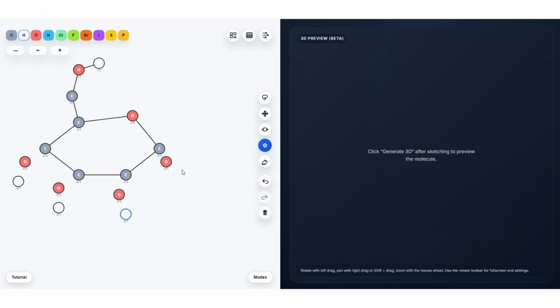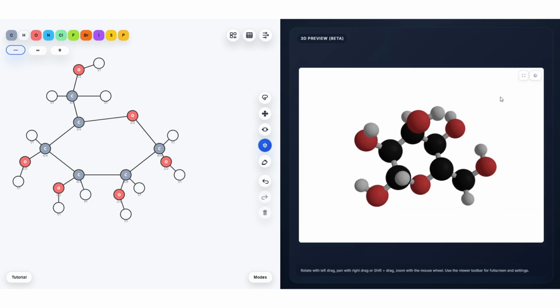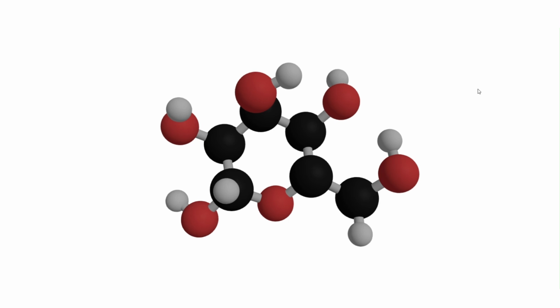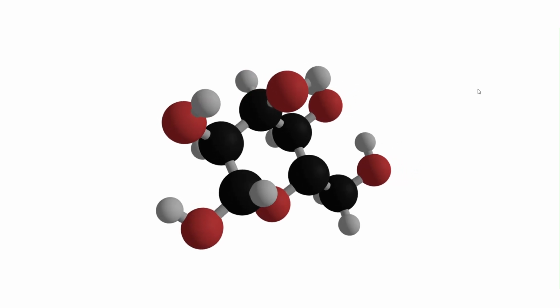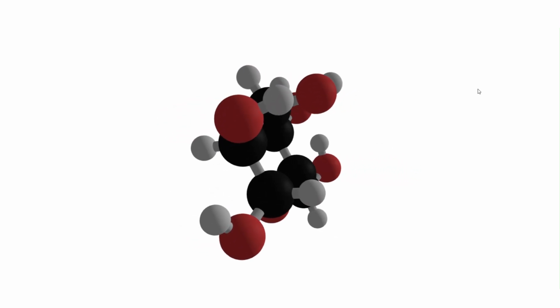But notice something. Some carbon atoms still only have 3 bonds. Carbon needs 4 bonds, so we add hydrogen atoms to complete them. Now hit the 3D visualization. Rotate it, zoom in. This flat chemistry drawing suddenly becomes a real molecular structure.